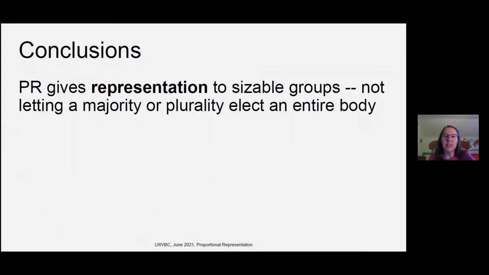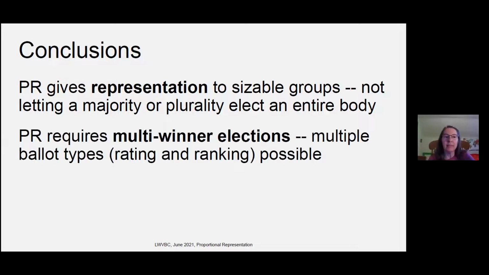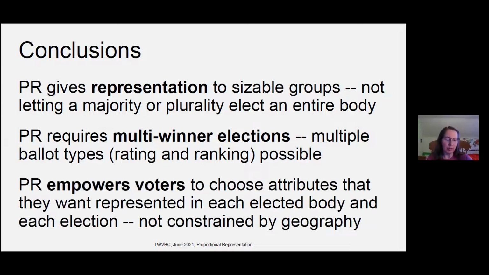Proportional representation gives representation to sizable groups. You don't have just a majority or a plurality electing an entire body. Proportional representation requires multi-winner elections. And we've shown multiple ballot types, both rating and ranking, which are possible to use in a multi-winner election. And proportional representation empowers voters to choose the attributes that they want represented in each elected body and in each election. And it can change over time. And you're not constrained by geography, which is what happens when you have districts.